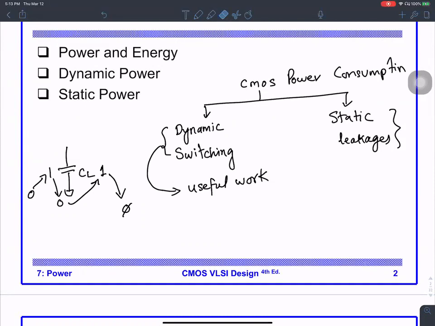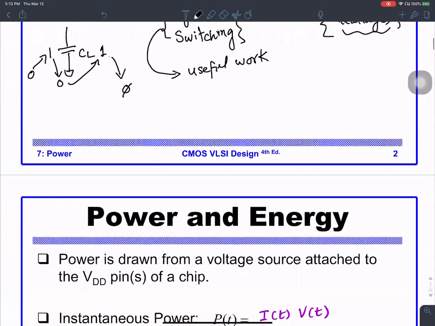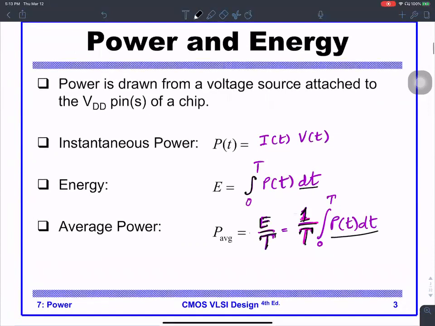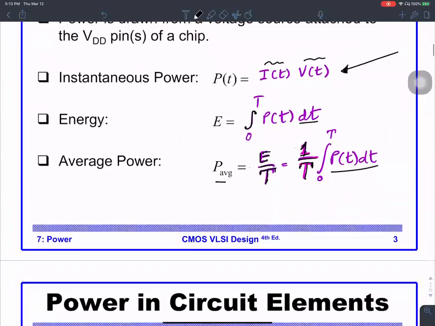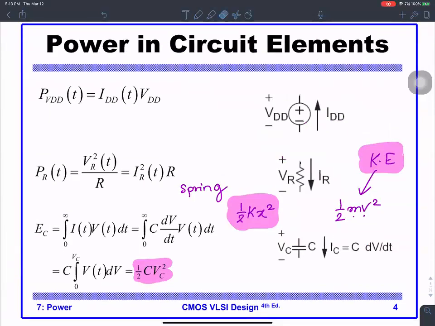But the total power is the dynamic power plus the static power, which is mostly leakages when no useful work is being done. Okay, leakages and contention current. We saw the very well-known general expressions for the power in terms of the instantaneous current and the instantaneous voltage, the expression for energy, and of course the average power. Now, in addition to that, we looked at the power expression for different circuit elements.